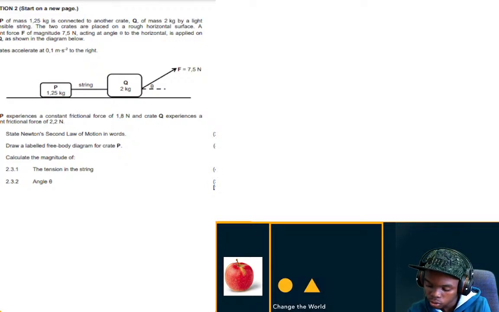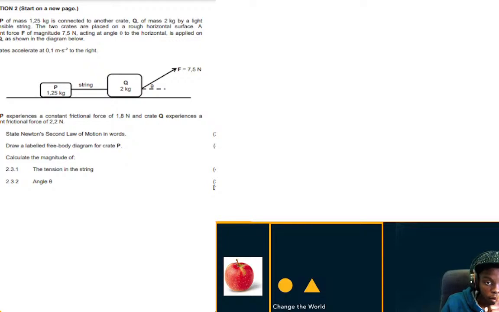Now let's draw a labeled free body diagram for block Q. Block Q will also have a normal, and you have your weight. Now here's another thing. You see this one, the force, it's at an angle, guys.